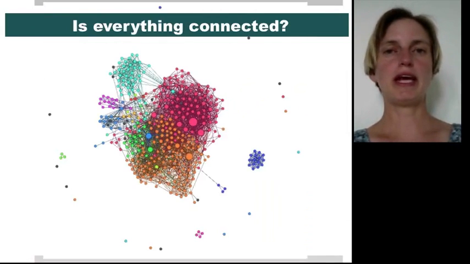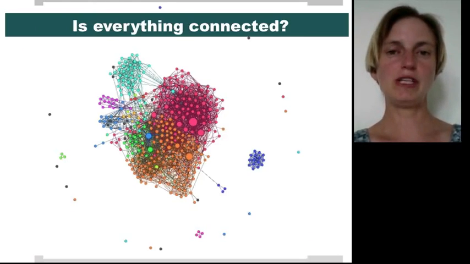The next question we can ask is whether everything's connected. So here is a visualization of my Facebook network, and as you can see, there are several disconnected components.